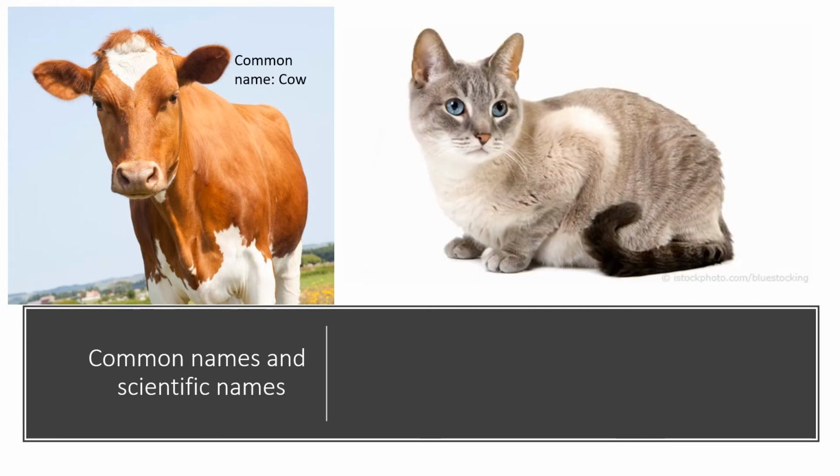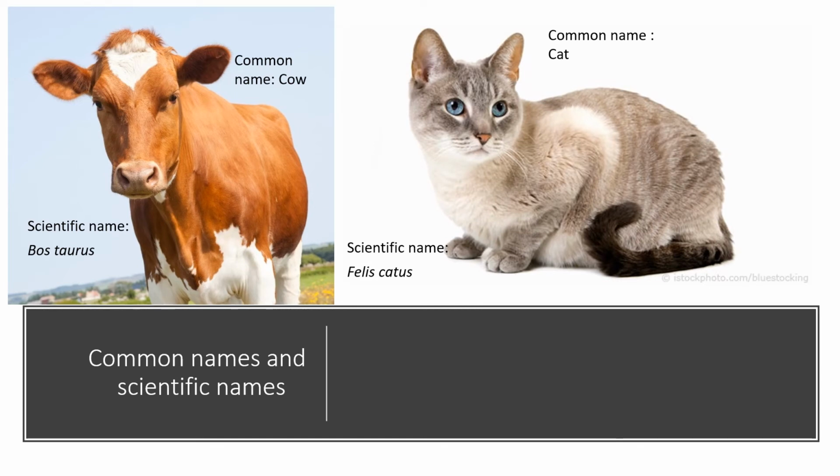So the common name of this animal is, right, cow. What's the common name for this animal? Right, cat. But it also has a scientific name. For the cow, its scientific name is Bos taurus. And for the cat, it's Felis catus.